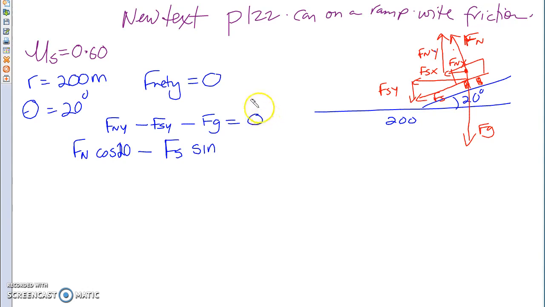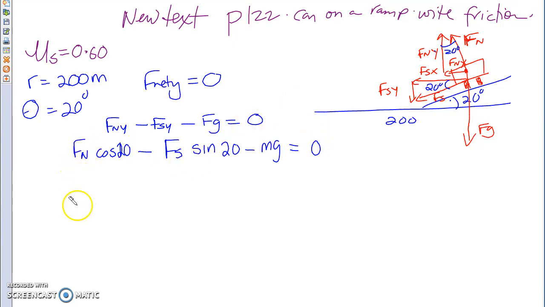Minus mg. So there's one thing that kind of helps us. This angle right here is 20 degrees. This angle right here is also 20 degrees. This angle right here is also 20 degrees. So that is helpful because it helps us in making this much simpler than it is. Now we don't know what Fs is. We have to figure it out. Okay? So Fn cos 20 minus Fs sine 20 minus mg, which equals 0.